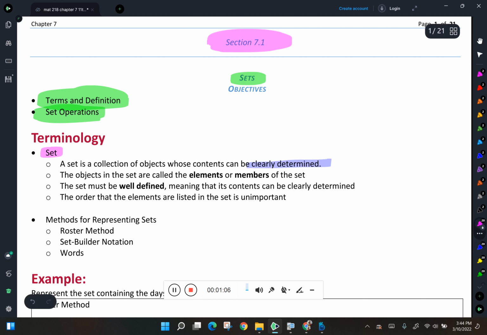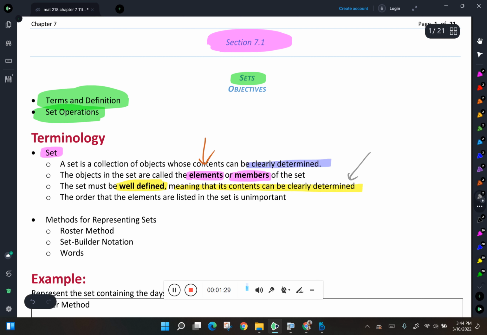The objects in the set, the things that are in the set, we call those the elements of the set or the members of the set. For whatever reason, I tend to prefer to use the word element, but you can use the word members. A set must be well defined, and this goes back to that clearly determined, meaning that its contents can be clearly determined.